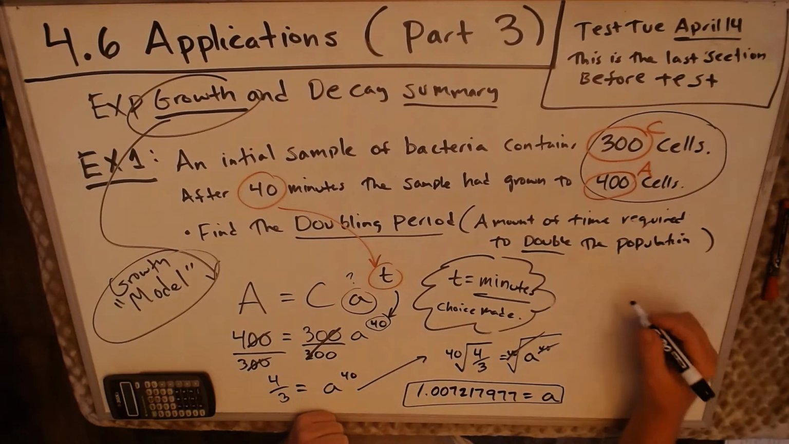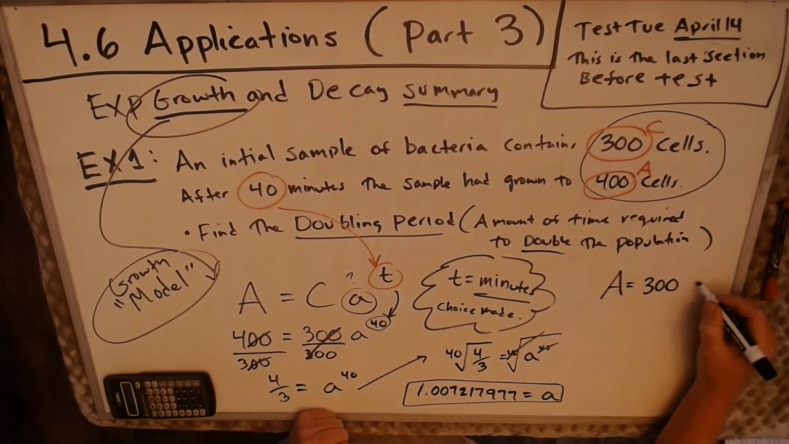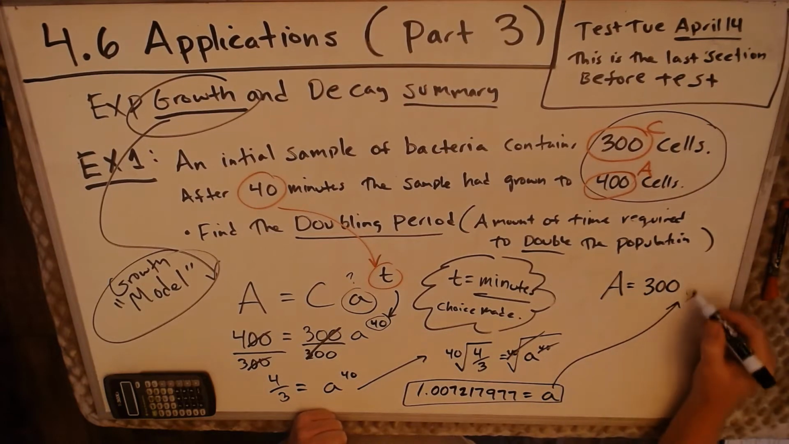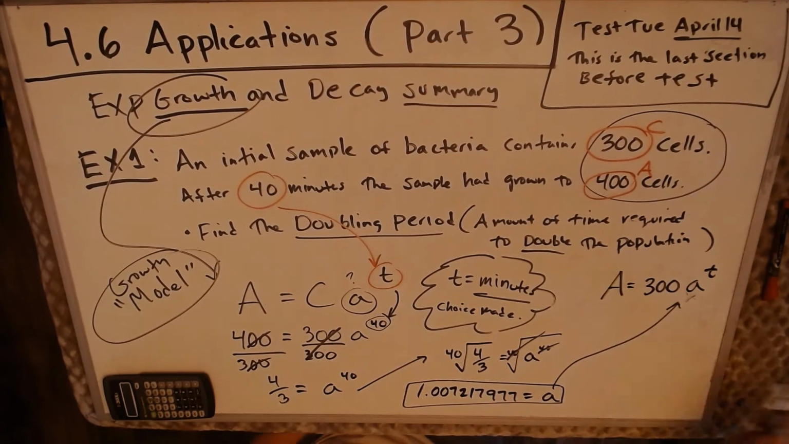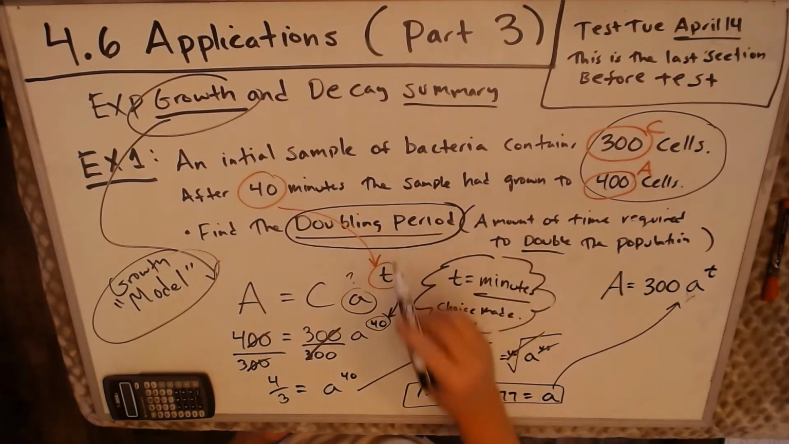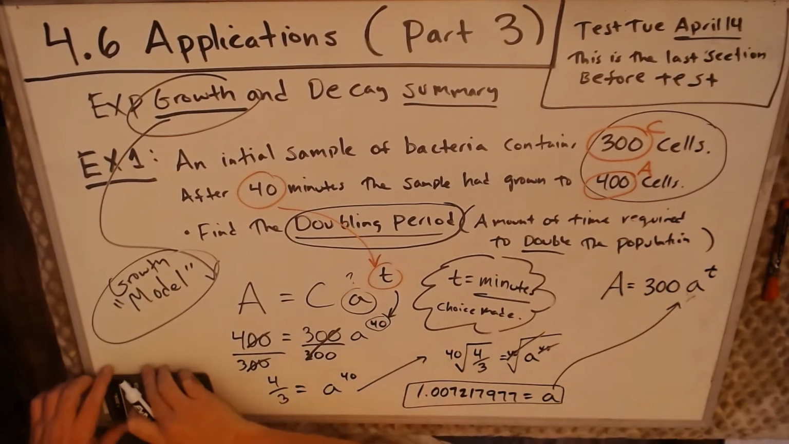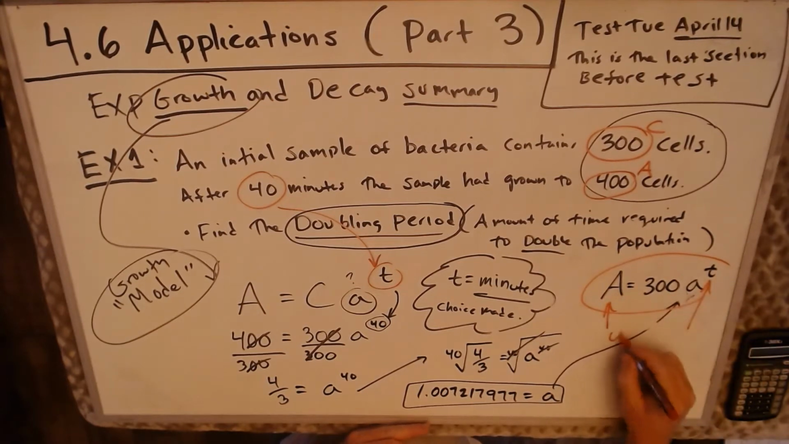So now our growth model looks like this. 300 cells times A to the T. This does not tell us the doubling period. This gives us a model that we can use to find the doubling period. I'm all out of space though, so we're going to have to erase a little bit. So use this to find the doubling period.